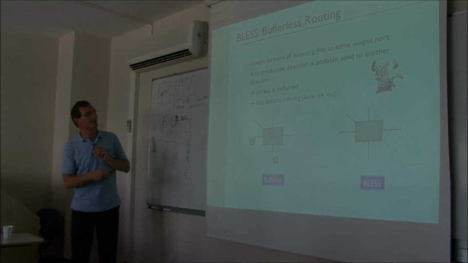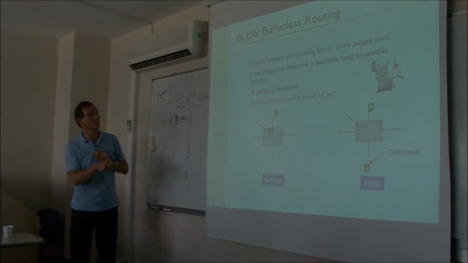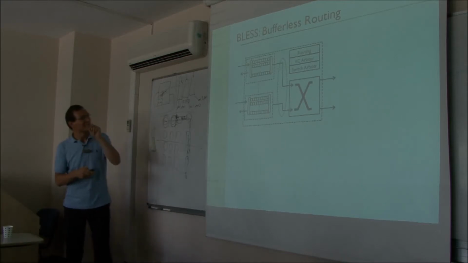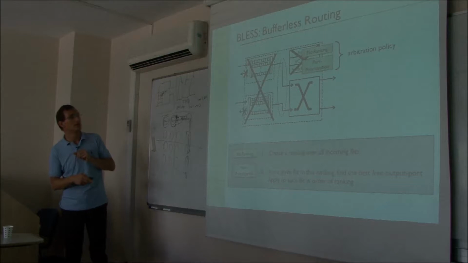Basically, when two packets need to use the same output port, in a buffered network, you buffer one of them. In a bufferless network, you send one packet to a direction it doesn't want to go to. And we've already talked about this, and that's the hot potato, I guess. So basically, we're going to eliminate this buffering logic and all of the logic associated with it and the credit-based flow control. Instead, we're going to replace it with two things.